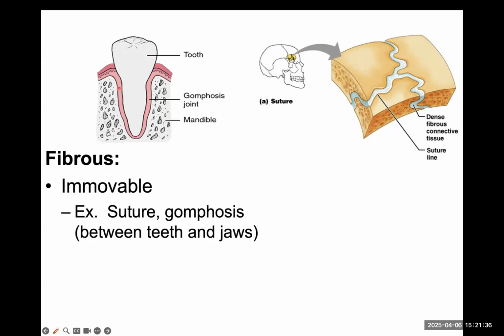So that's going to be the line. If it's not visible, then it's considered a bony fusion. And if it's visible, then it's considered a suture. So the suture and gomphosis are going to be examples of fibrous joints. And gomphosis is a specific one that refers to teeth, and the word gomphosis comes from Latin and Greek.